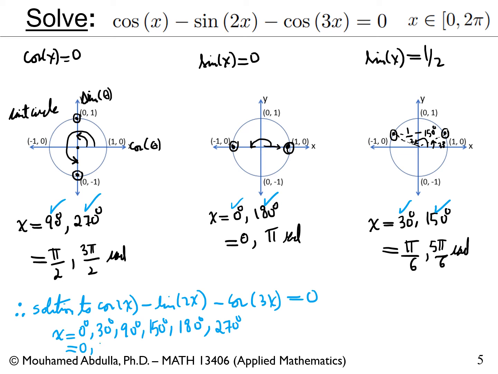30 degrees, you could write it as pi over 6. 90 degrees, we could write it as pi. 150 degrees, we could write it as 5 pi over 6. 180 degrees as pi, and 270 degrees as 3 pi over 2. So here we have it in degrees, and here we have it in radians. So let's just highlight this.